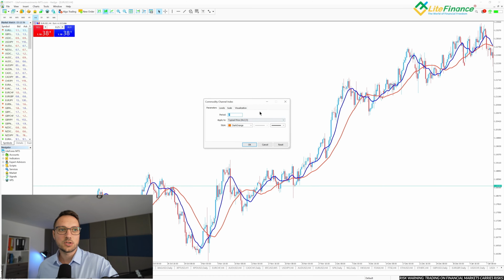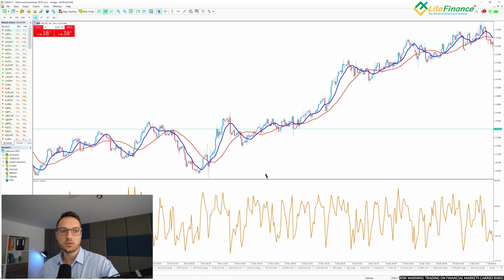Yeah, let's make it dark orange. And the most important thing is that you should change the settings. The period by default is 14, but for this strategy it should be set to 7. Hit OK, and it will appear down below.